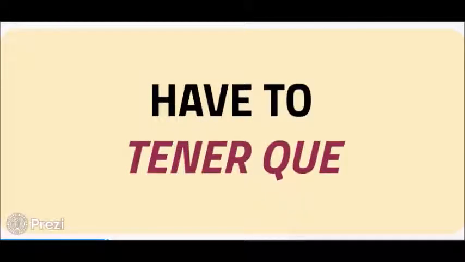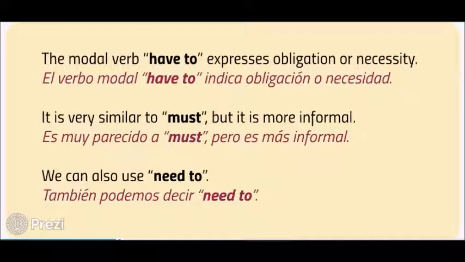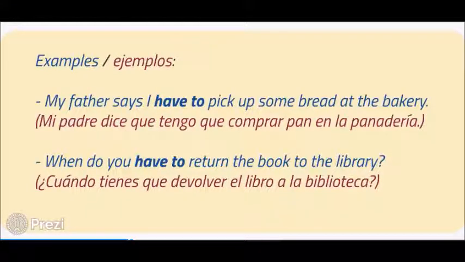Have to. The modal verb have to expresses obligation or necessity. It is very similar to must, but it is more informal. We can also use need to. Examples: my father says I have to pick up some bread at the bakery. When do you have to return the book to the library?